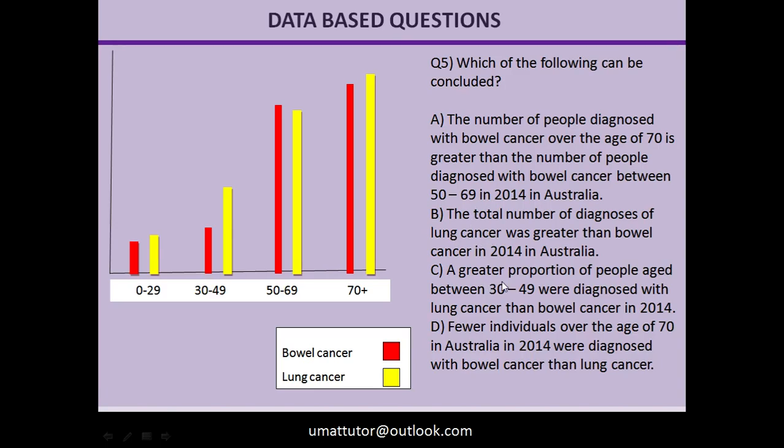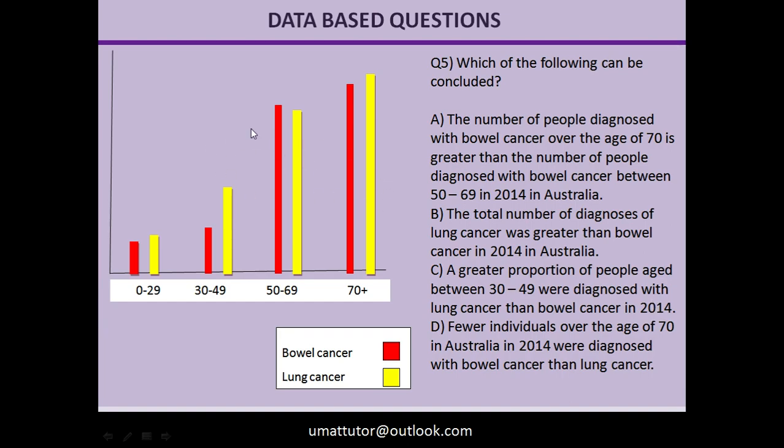Option C, a great proportion of people aged between 30 and 49 were diagnosed with lung cancer than bowel cancer in 2014. Good option, could be correct, but it doesn't say in Australia. This is how anal it gets, because you really need to scrutinize every little detail. And if you don't have in Australia or in 2014 in the answer, you can't assume it, because it sort of implies that this option refers to the world.